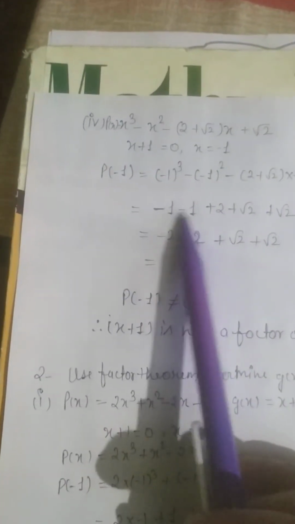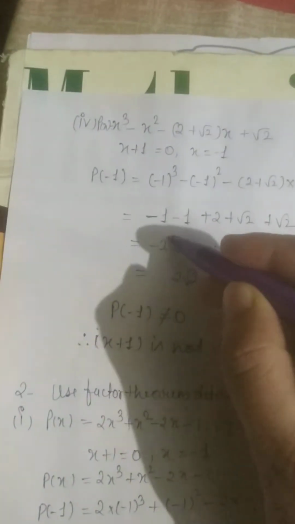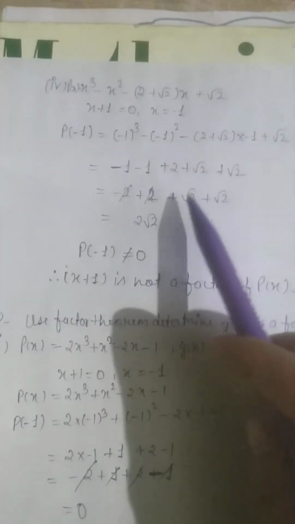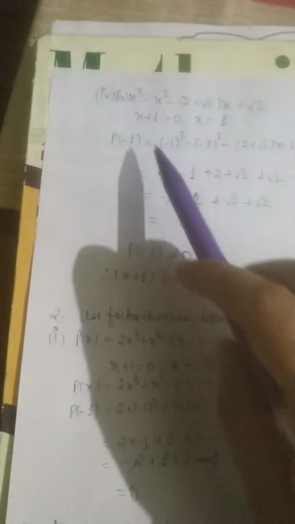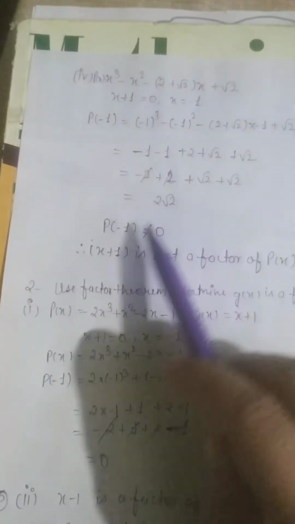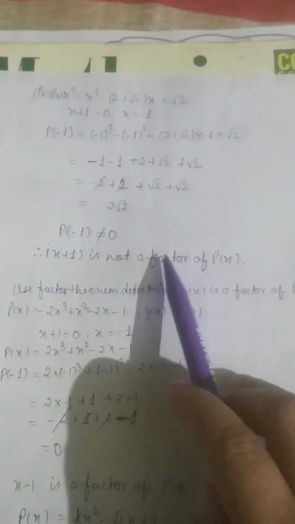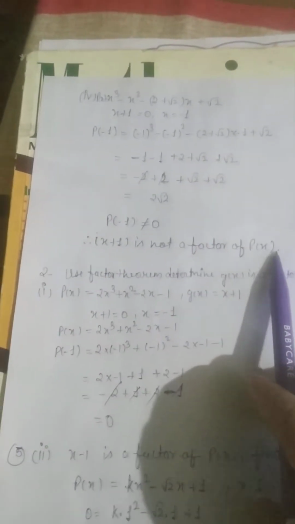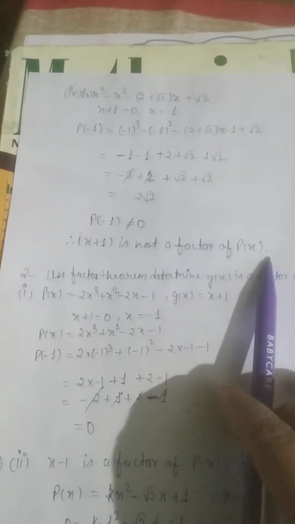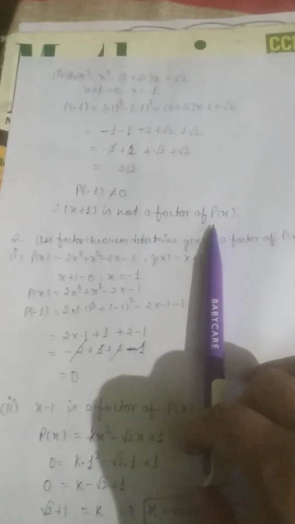If we see, minus 1 minus 2 plus 2 plus root 2 plus root 2. Minus 2 and plus 2 both cancel out. What will remain? Root 2 plus root 2 is 2 root 2. Here p of minus 1 is coming 2 root 2. P of minus 1 is not equal to 0. That's why x plus 1 is not a factor of p(x). Because at last we have to get p(x) equal to 0, and if p of minus 1 is not 0, it means x plus 1 is not a factor of p(x).